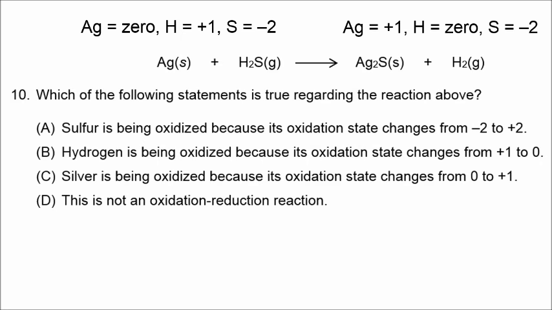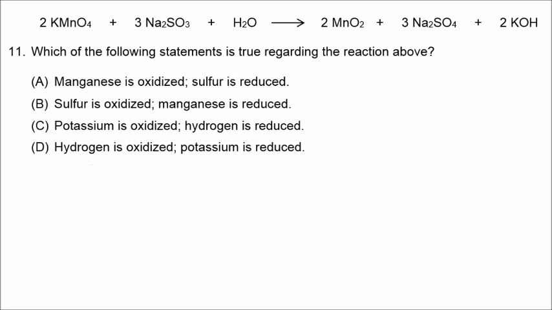Sulfur did not change, so the correct answer is not A. Hydrogen is going from +1 to 0, but that is reduction, not oxidation. So the correct answer is C. Silver is changing from 0 to 1, which by definition is oxidation.